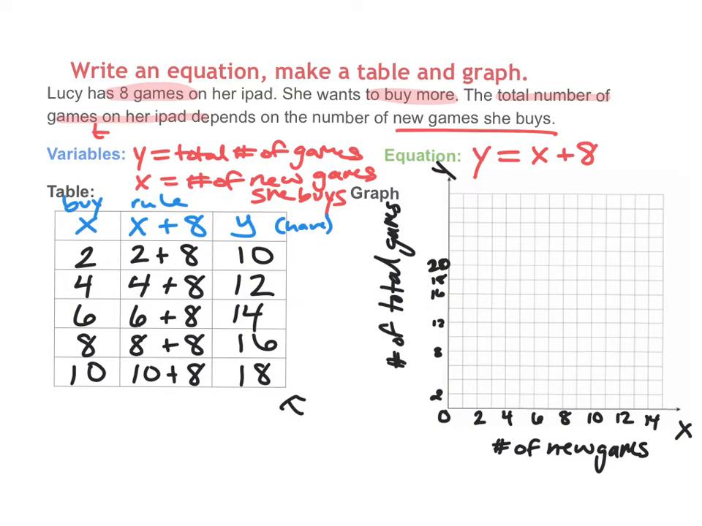So going on, then I'm going to plot my points. I know that if she buys 0 new games, she still already starts with 8. She has 8. And then if she buys 2 new games, she'd have 10. And you have your ordered pairs here right from your table. So then I can just plot those right from the table. So it was 2 and 10, 4 and 12, excuse me, and 6 to 14, 8 to 16, and 10 was 18.